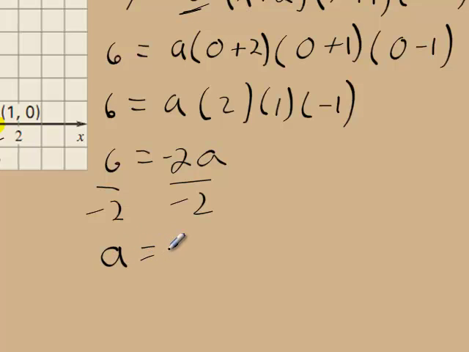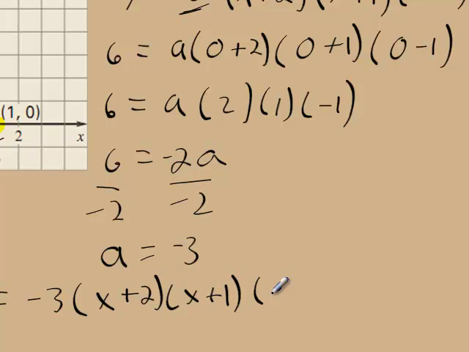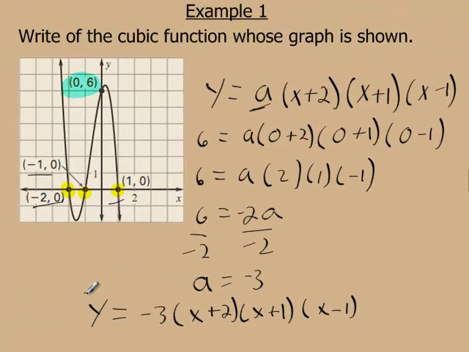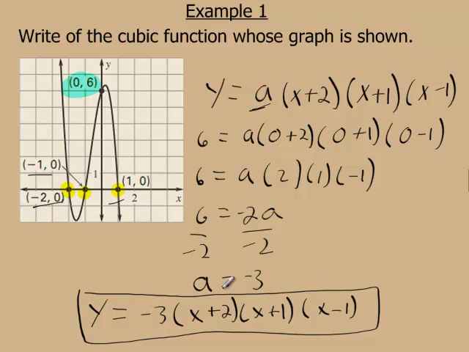Now all I have to do is divide both sides by -2, and I finally have my a value, which is -3. So finally, we can get our equation as y equals -3 times x plus 2, x plus 1, and x minus 1. Since it doesn't specify which form to put it in, we can leave it like this. However, if I did want to put it in standard form, I would just multiply all these factors together. But this will be good enough for our purposes.